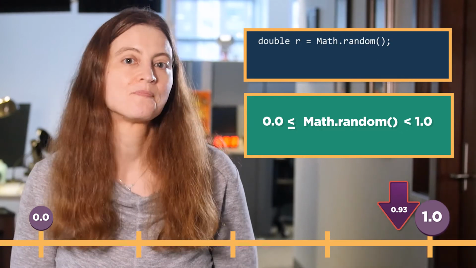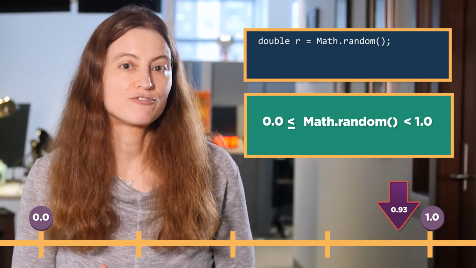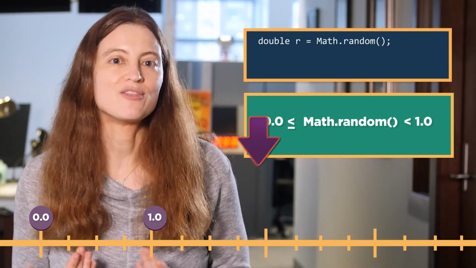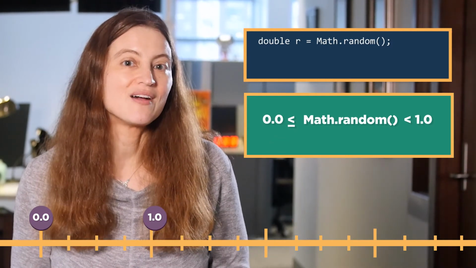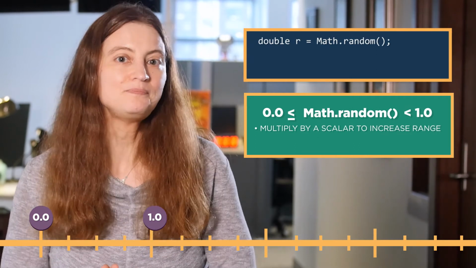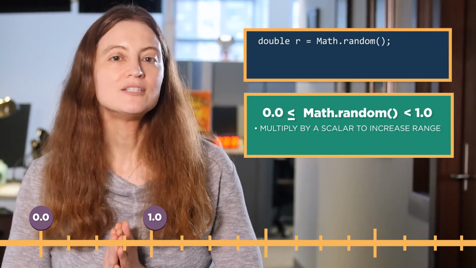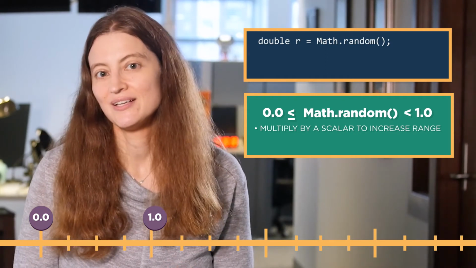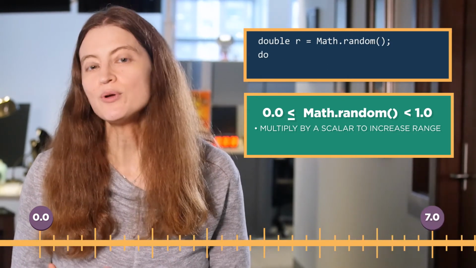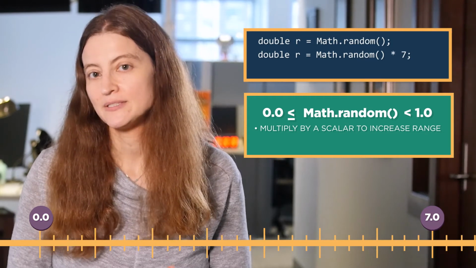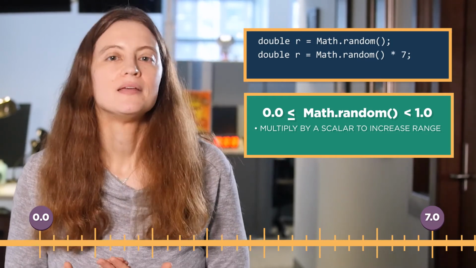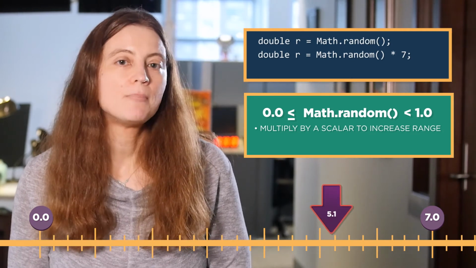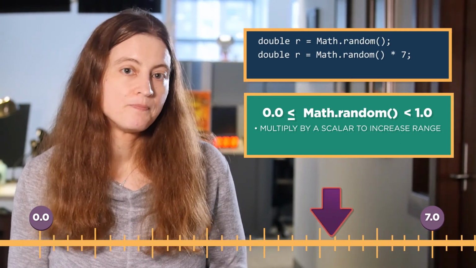To increase the number range from 0 to a number greater than 1, we have to multiply the returned value of the method call by a scalar. For example, to generate a random number between 0 and 7, not including 7, we would write Math.random times 7. Each time we make the call, the value remains within the range, but we get a new random number.